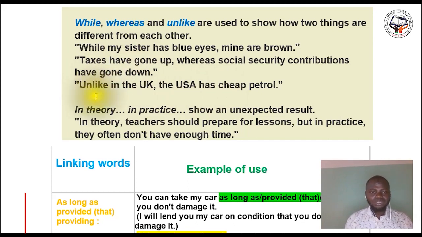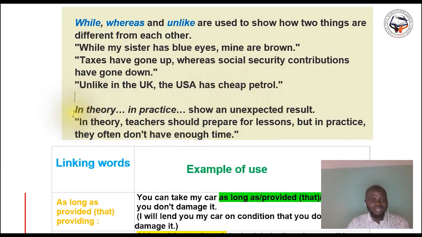Unlike in the UK, the USA has cheap petrol.